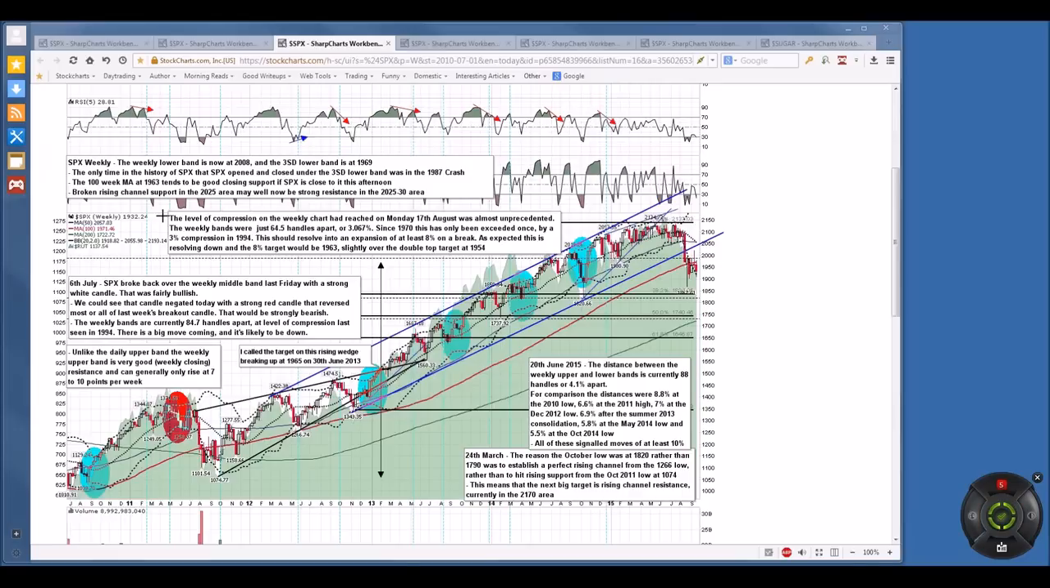The level of compression on the weekly chart on Monday the 17th of August was almost unprecedented. The weekly bands were just 64.5 handles apart, or 3.067%. You've got to do it in percentage terms because over a 20 or 30 year period, obviously the change in the value of the price of the SPX has been enormous. Since 1970, this has only been exceeded once, by a 3% compression in 1994.